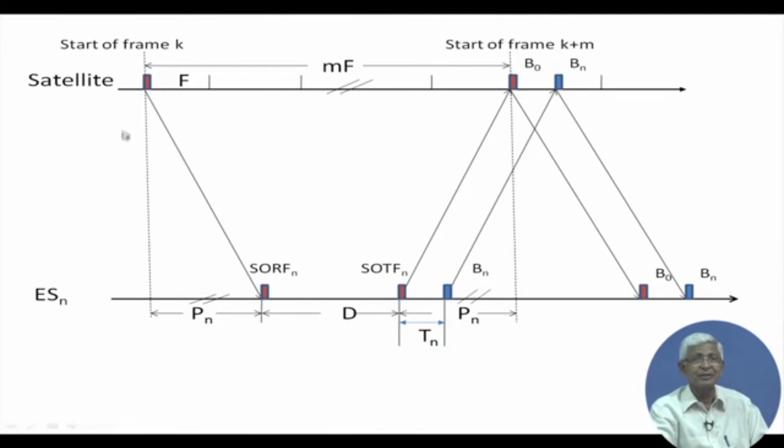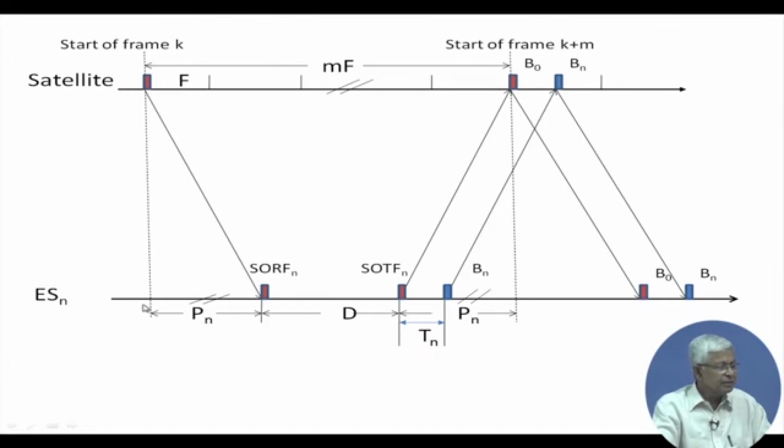In pictorial you can see what is happening at the satellite: here is the reference burst B0, and after m frames, m times F, where F is the frame time or the frame number of bits, whichever way you calculate it. So, after m frames this whole thing is happening.